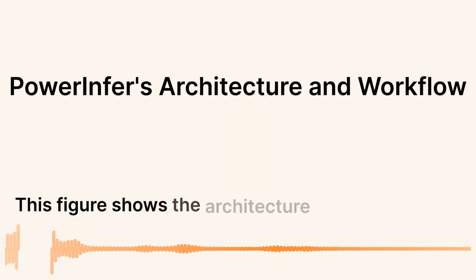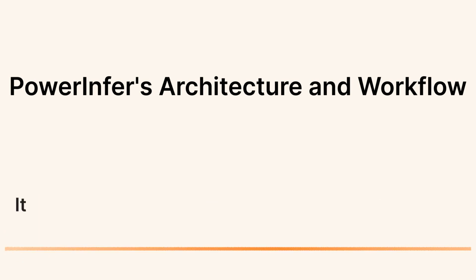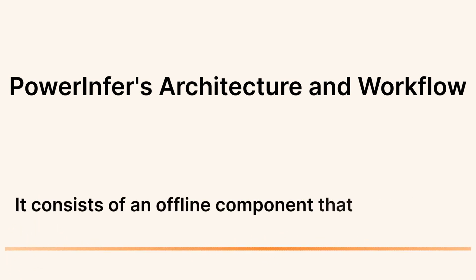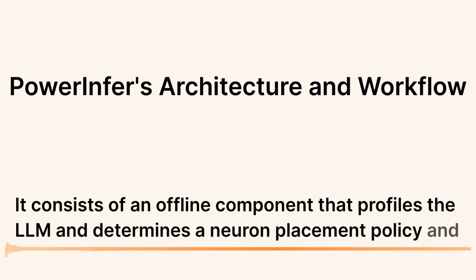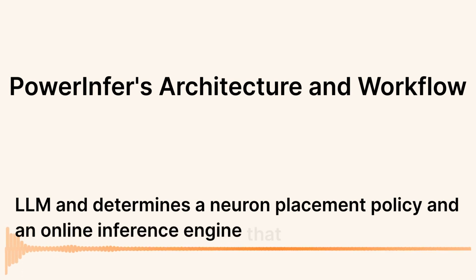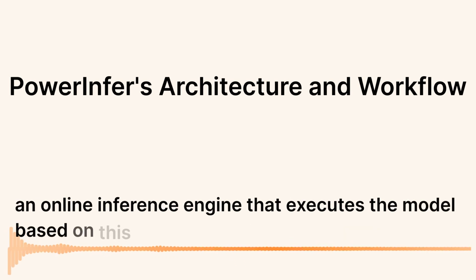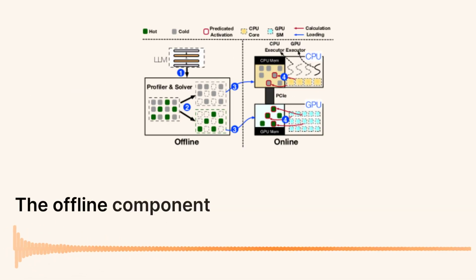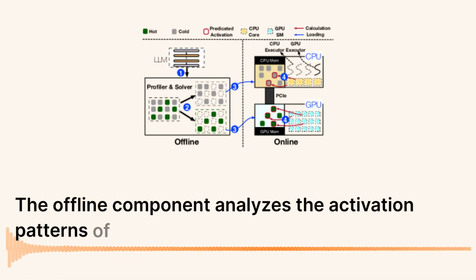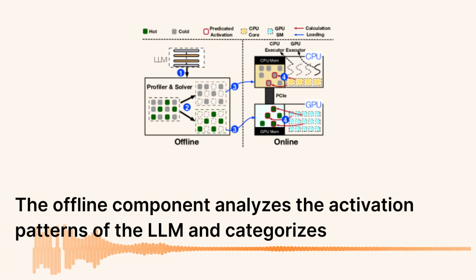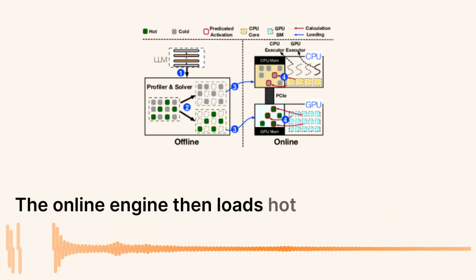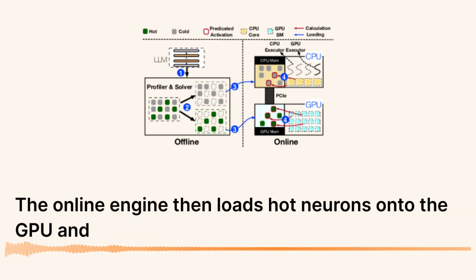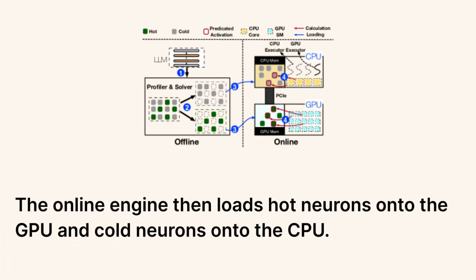This figure shows the architecture of PowerInfer. It consists of an offline component that profiles the LLM and determines a neuron placement policy, and an online inference engine that executes the model based on this policy. The offline component analyzes the activation patterns of the LLM and categorizes neurons as hot or cold. The online engine then loads hot neurons onto the GPU and cold neurons onto the CPU.